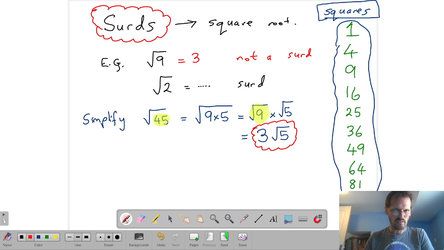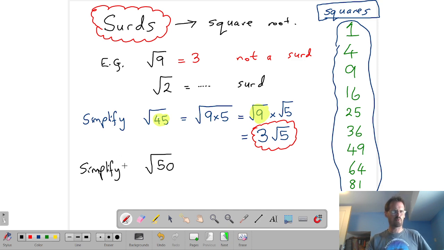And the whole meaning of simplify is basically make the rooty bit inside the square root as small as you possibly can. Okay, let's do one more. I'm going to simplify this time root 50.